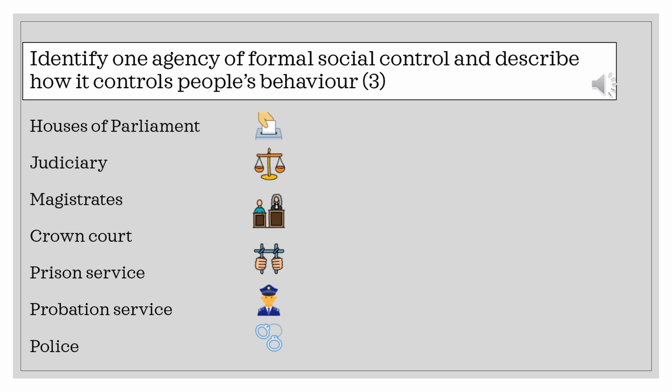Below are a list of agencies of formal social control. So you may also want to look at these beforehand and decide, A, which one would I pick in the real exam, and B, how are they all ways of social control? How do they affect people's behaviour? Because you would pick one, obviously, and then explain that, and that would get you the marks. So pause the video now, have a go under exam conditions, and then we'll look at a model answer next.